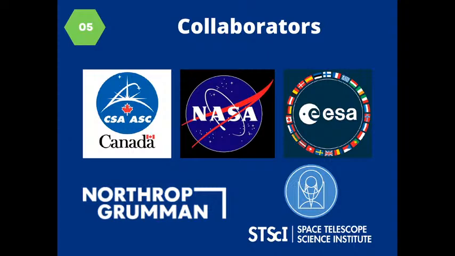So these space agencies, the Canadian Space Agency, NASA and ESA, the European Space Agency, have developed the instrument and launched it to space. This industry helped them to build the sun shield. The Space Telescope Science Institute will handle receiving data, distributing it to the people and releasing the data for research and everything. Okay? So these are the collaborating institutions and organizations around the world for the James Webb Space Telescope.